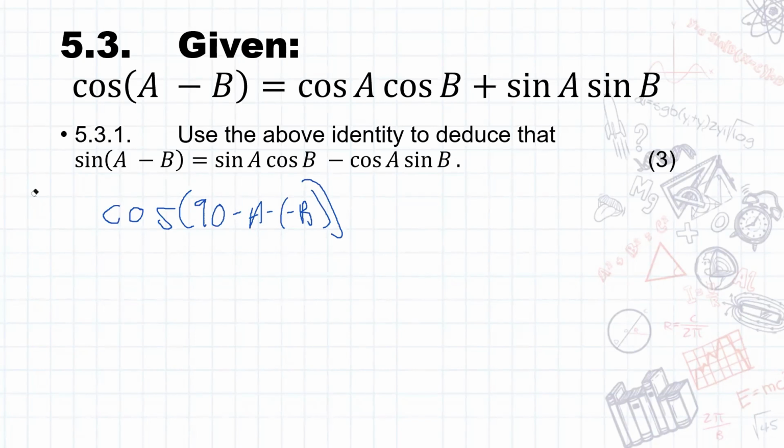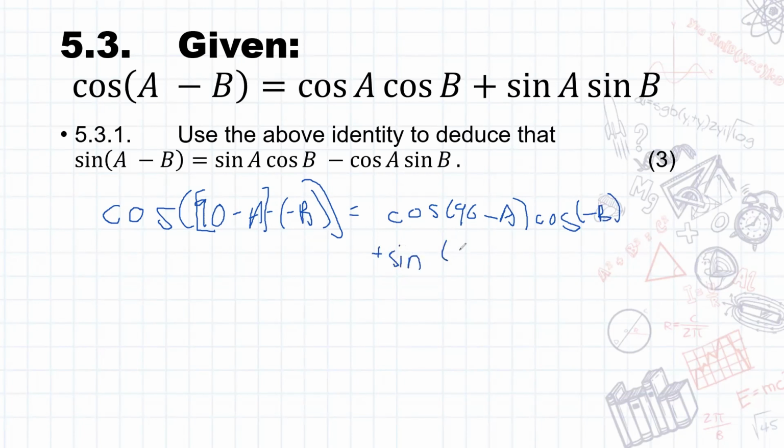Cool. All right, so now we put this into our formula here. Okay, so we're going to have cos, and what we're going to do is group it with 90 minus A, and then the second one with negative B. So it's going to be cos(90 minus A) cos(negative beta, or B), and then plus sine(90 minus A) sine(negative B). Okay, and then we just reduce it.